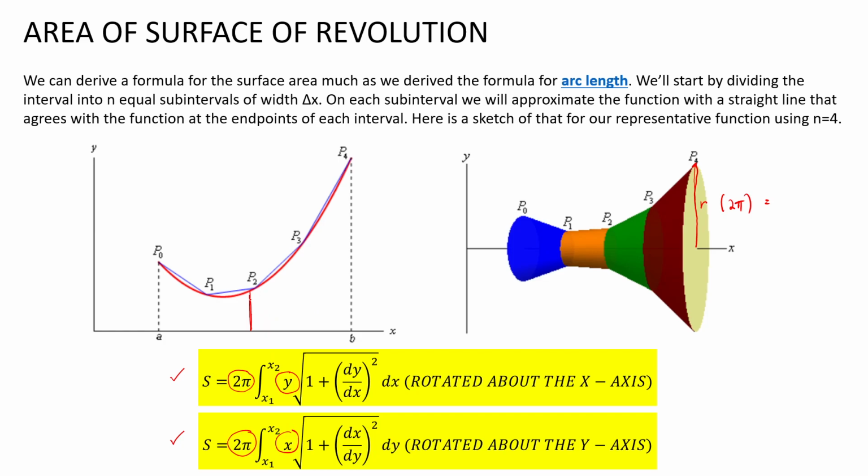Again, the moment arm is perpendicular to the axis of rotation. If we're going to rotate about the x-axis, notice that the radius will be equal to y. If we're going to rotate about the y-axis, notice that the radius or the moment arm will be equal to x.